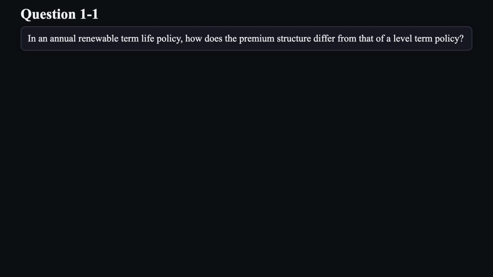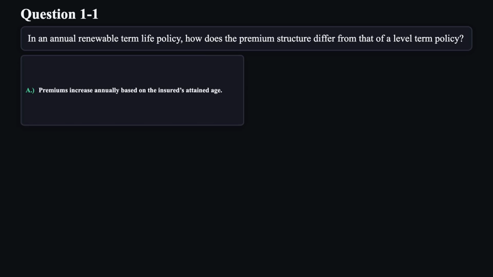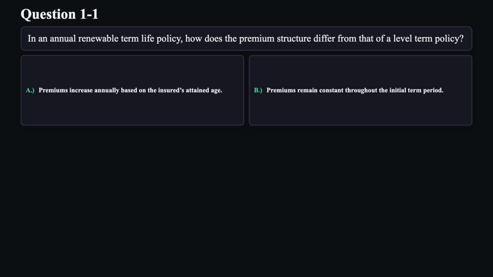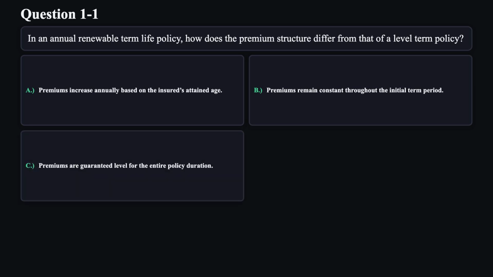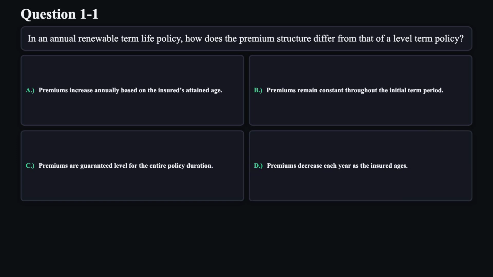I'll read each question and its choices. Let's get started. Question 1. In an annual renewable term life policy, how does the premium structure differ from that of a level term policy? A. Premiums increase annually based on the insured's attained age. B. Premiums remain constant throughout the initial term period. C. Premiums are guaranteed level for the entire policy duration. D. Premiums decrease each year as the insured ages.